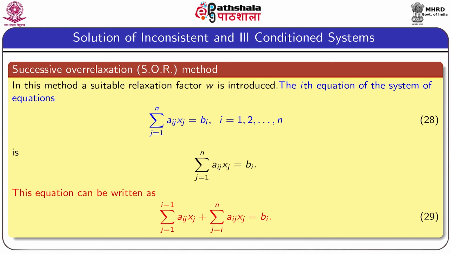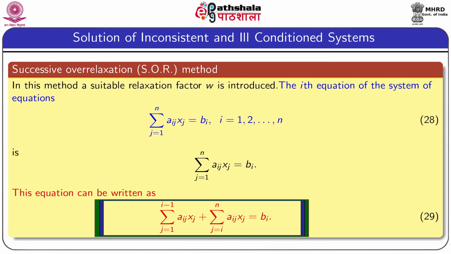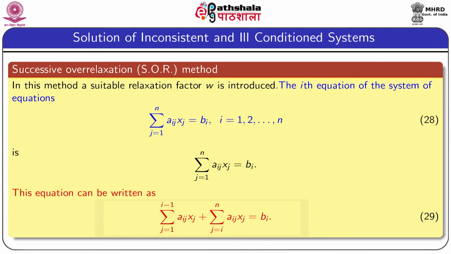The ith equation is summation over j equal to 1 to n, aij xj equal to bi. Now we decompose this equation into two parts. The first part is summation over j equal to 1 to i minus 1, aij xj, plus summation over j equal to i to n, aij xj, equal to bi. That means the first term contains i minus 1 terms and the second term contains the remaining terms.